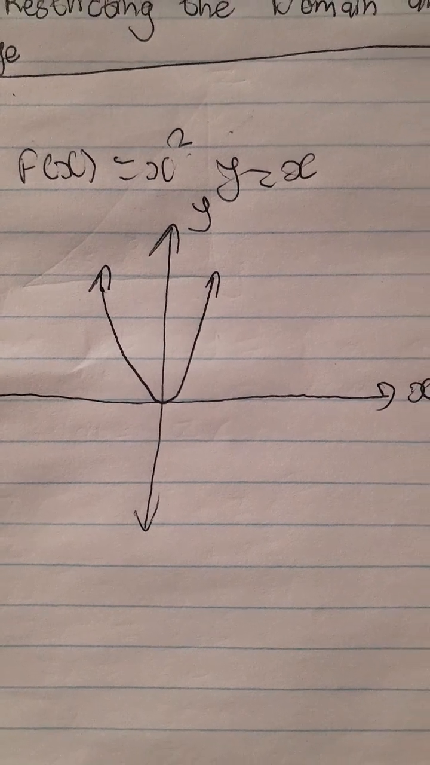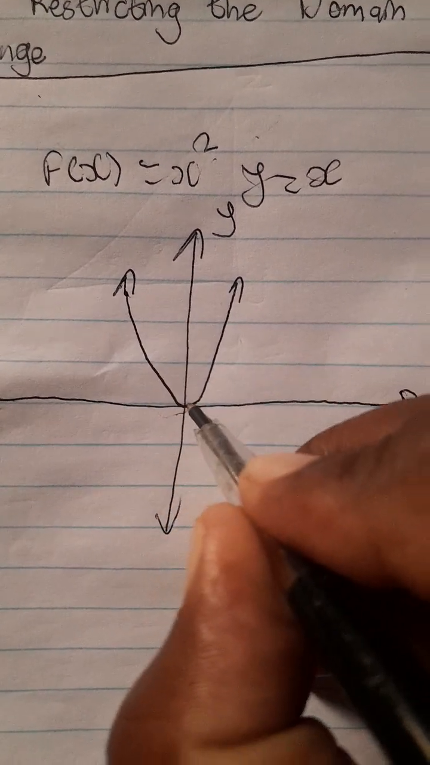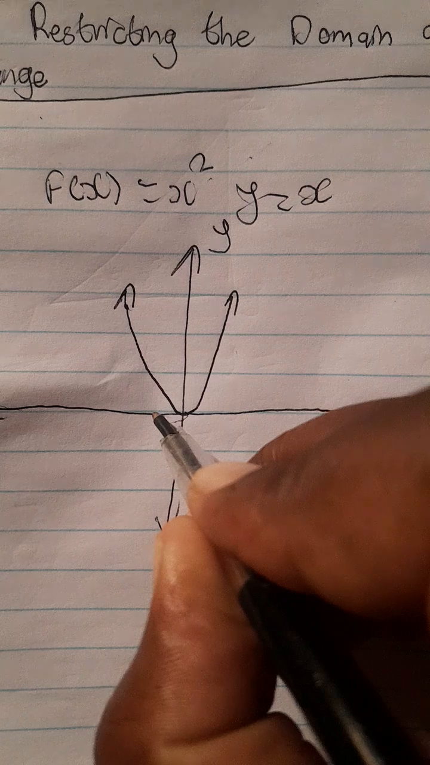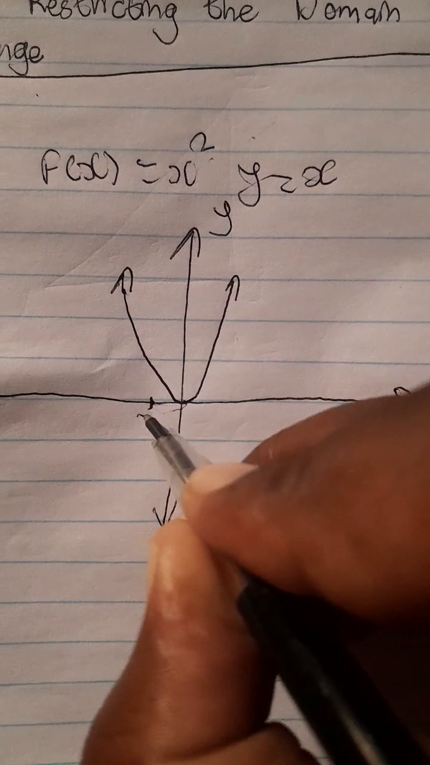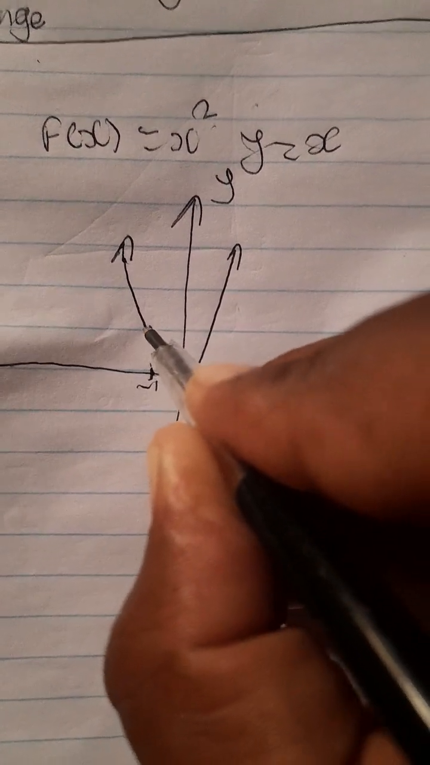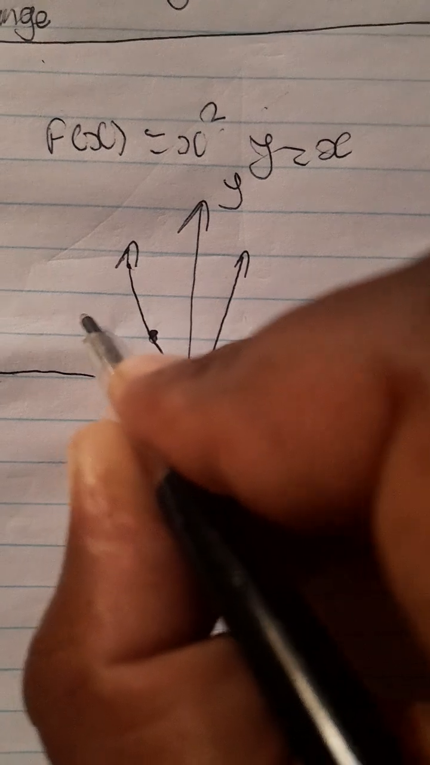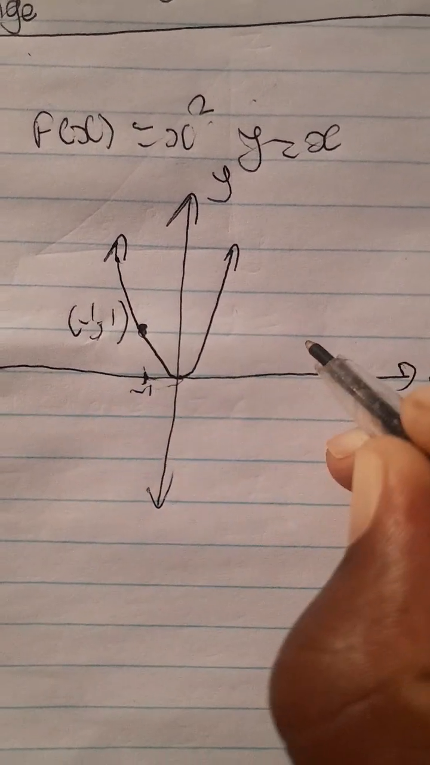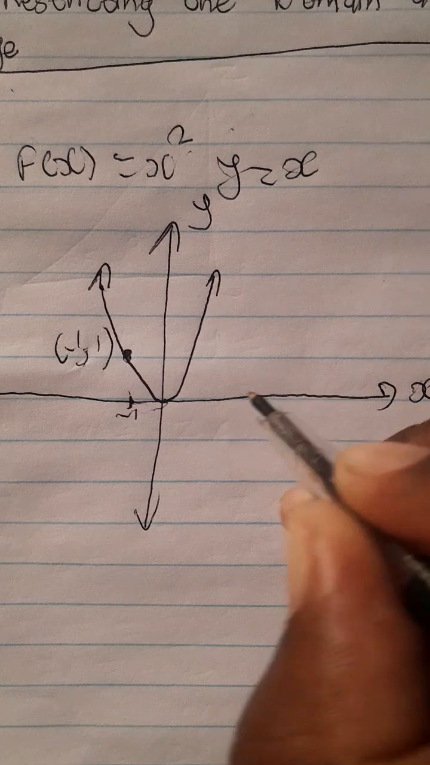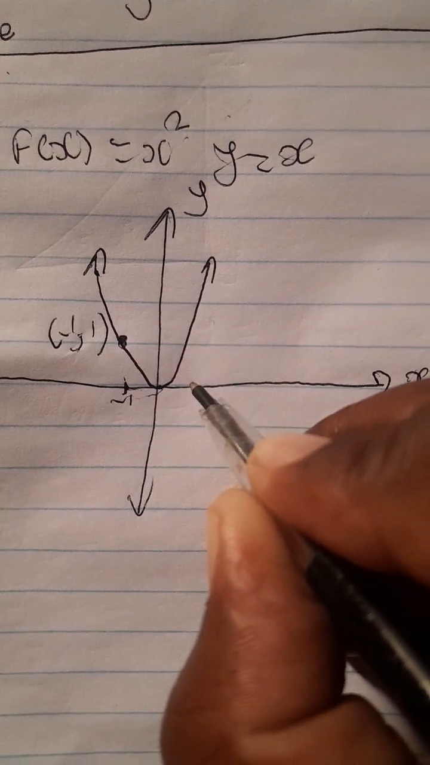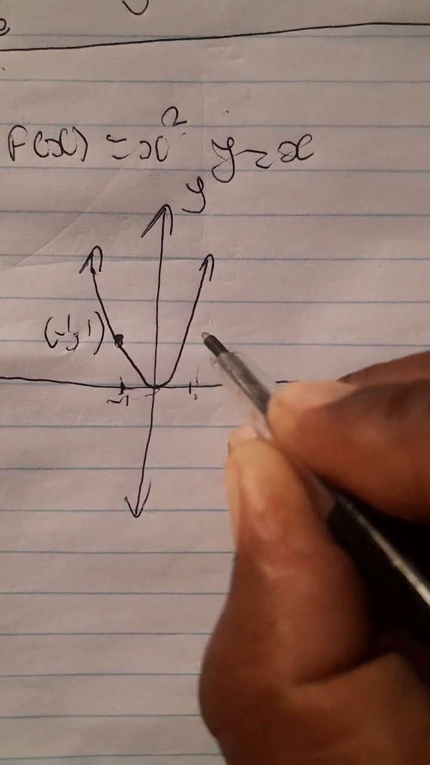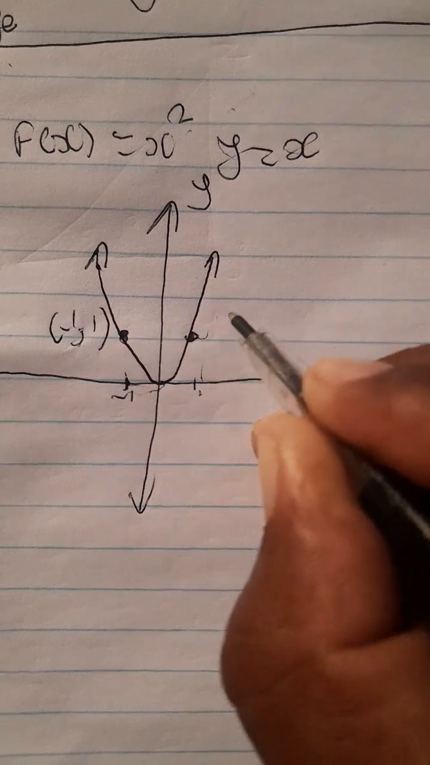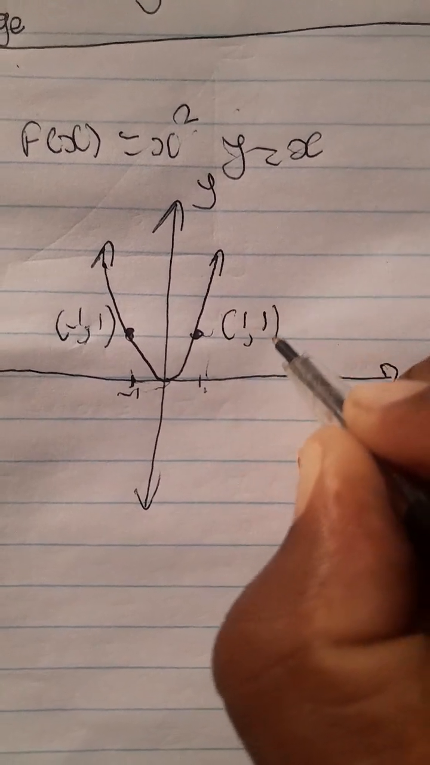So let's consider maybe this is 0, and this is -1, -1 and 1. Probably we will have this. Let's say we have -1 and 1. We also have 1 is to 1.